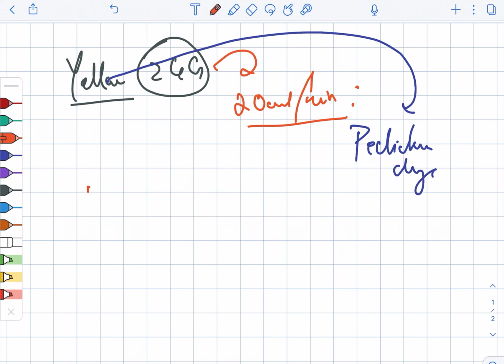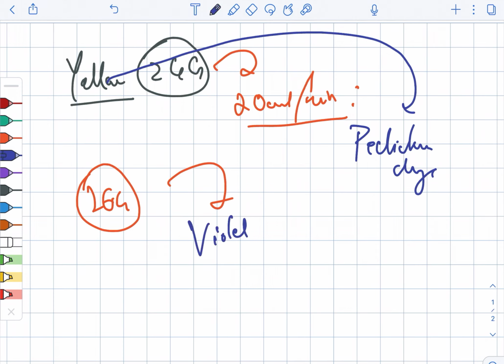Then moving on to the 26G. In case of 26G, what is the color? It is violet. It is violet in color, and it transfers about 13 ml per minute. And this is recently added.